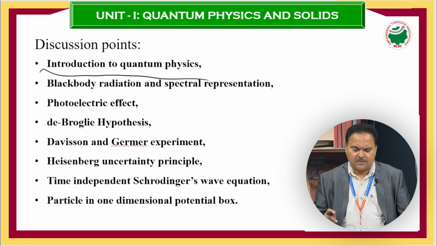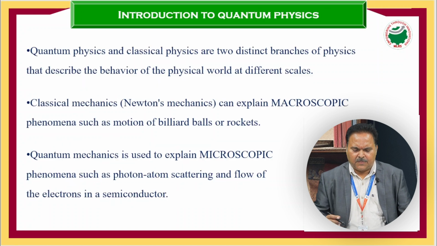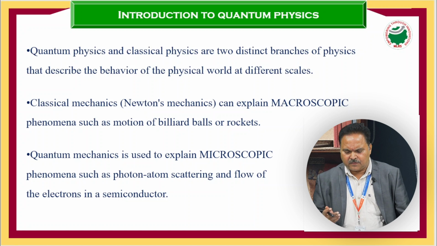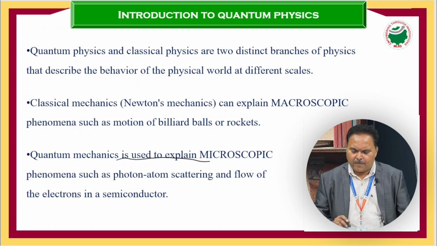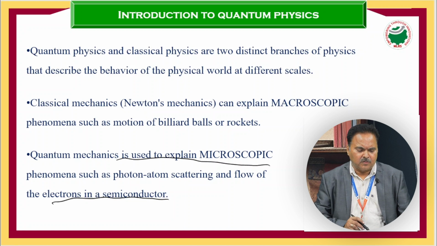Initially, classical mechanics is very useful because all our macroscopic bodies, like rockets as well as billiard balls, whatever things we are using, are explained excellently according to classical mechanics. But if the sample is very small, that means the item is as small as an electron or a photon, we cannot explain it according to classical mechanics. Then another theory came into the picture, that is quantum mechanics. Quantum mechanics is used to explain microscopic particles and microscopic phenomena such as photon-atom scattering and the flow of electrons in a semiconductor.